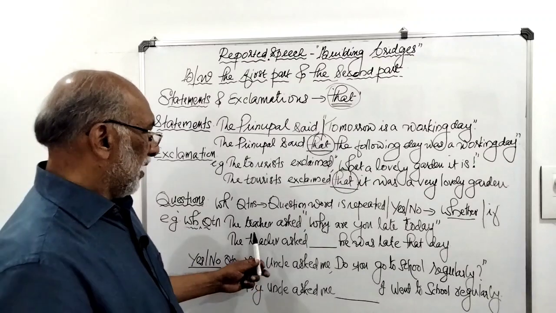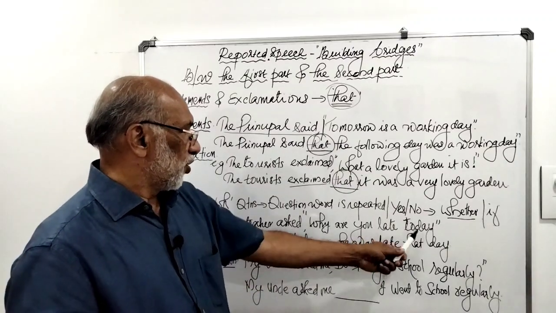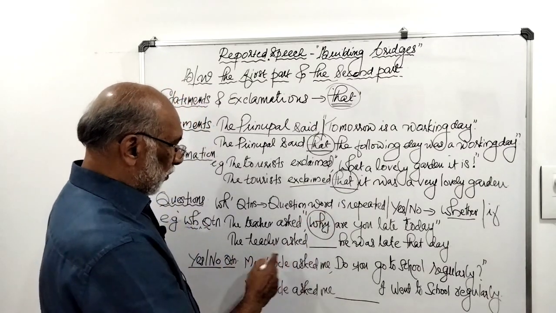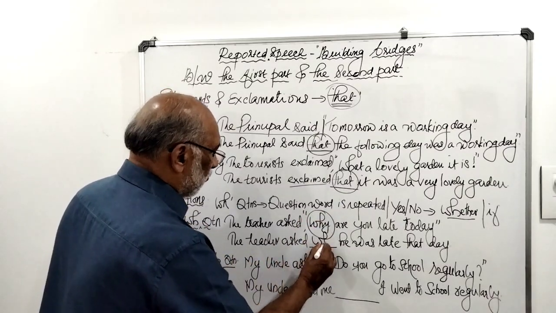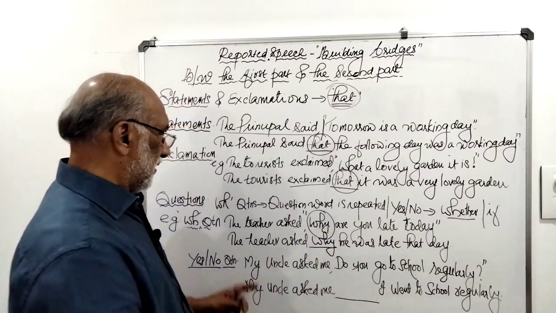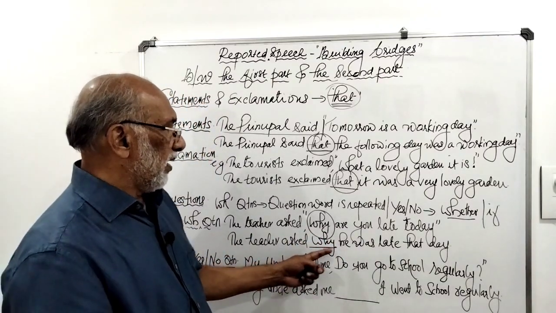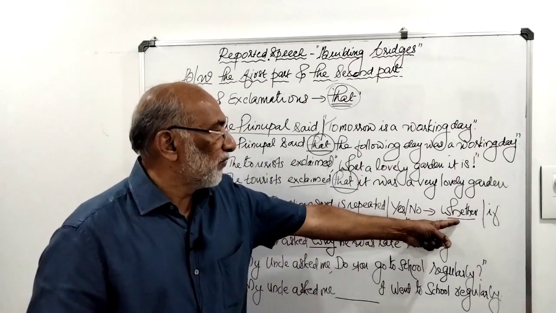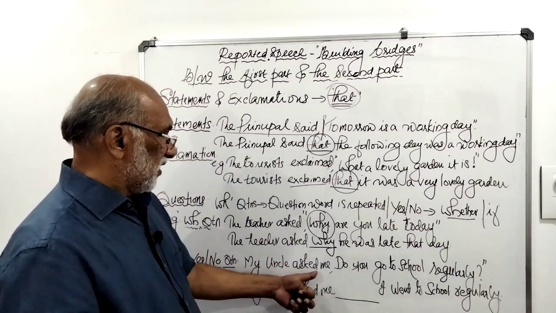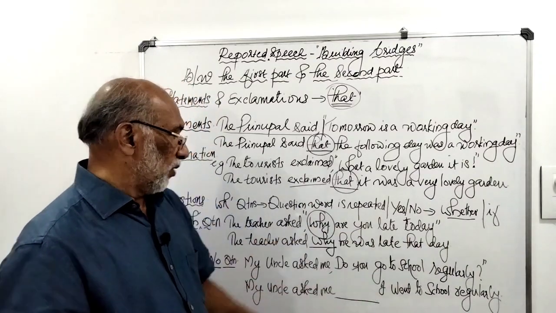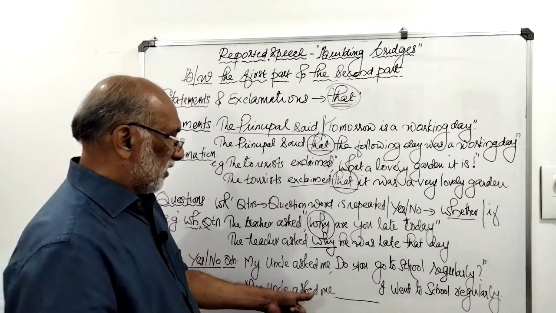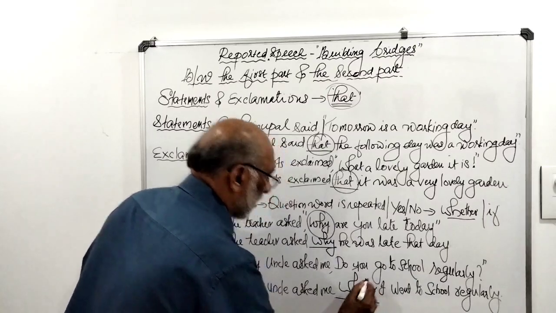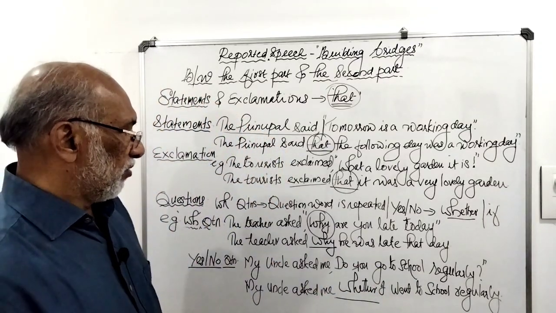See the example. The teacher asked, "Why are you late today?" This is the question word. And how do you report? The teacher asked, again you see why, that word is repeated. The teacher asked why he was late that day. Coming to a yes or no question, whether or if is used. My uncle asked me, "Do you go to school regularly?" My uncle asked me whether I went to school regularly.